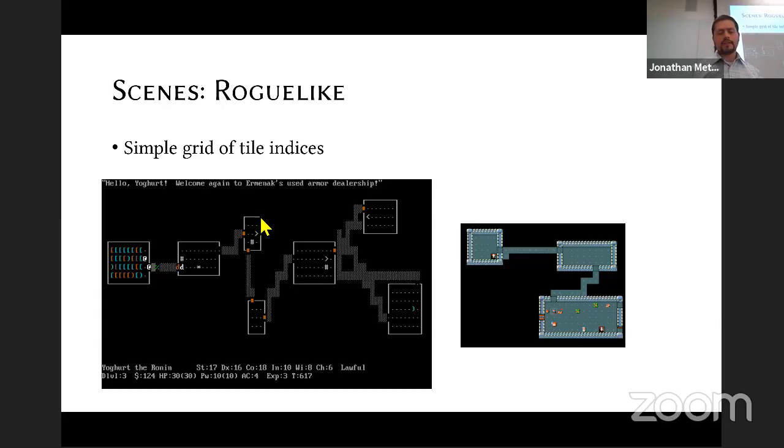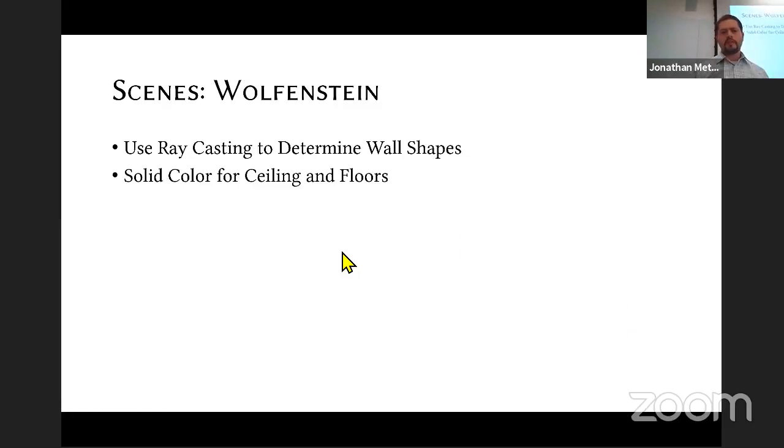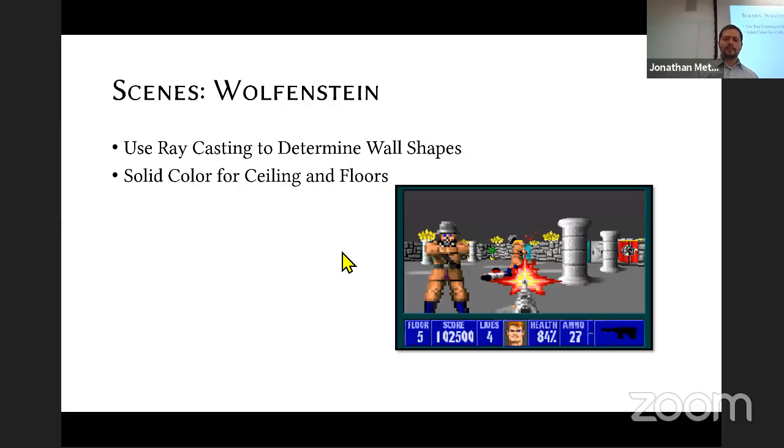Okay, so I like to call that the roguelike approach to making scenes. You just use a grid, and you can use that grid to look up either static geometry that you want to draw there, or we'll see this in the Wolfenstein approach. But the next one is to use Wolfenstein as an approach. This one uses ray casting to determine the wall shapes. And then they also use sprites to represent the actual entities inside the 3D engine.